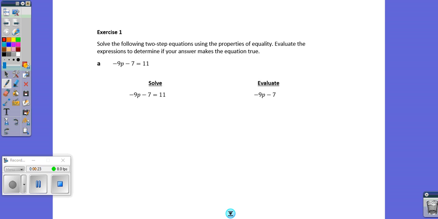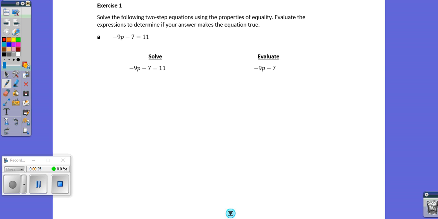So in the directions, it says solve the following two-step equations using the properties of equality. Evaluate the expressions to determine if your answers make the equation true. So there's two parts. So we're going to solve, meaning we're going to figure out what P represents as a number. And then we are going to evaluate.